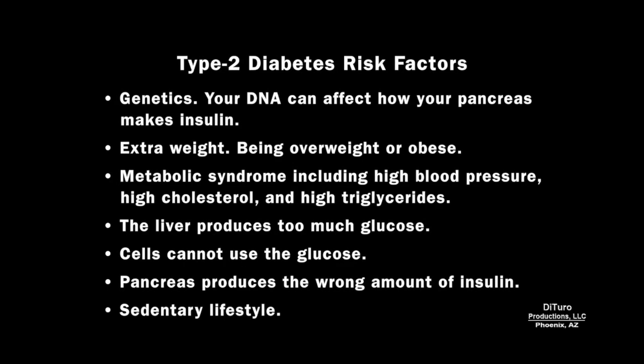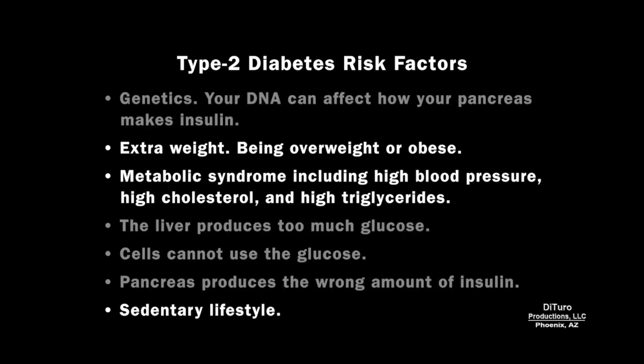They include genetics, extra weight, metabolic syndrome, the liver producing too much glucose, cells cannot use the glucose, pancreas produces the wrong amount of insulin, and a sedentary lifestyle. 3 risk factors with links to lifestyle are extra weight, metabolic syndrome, and sedentary lifestyle.